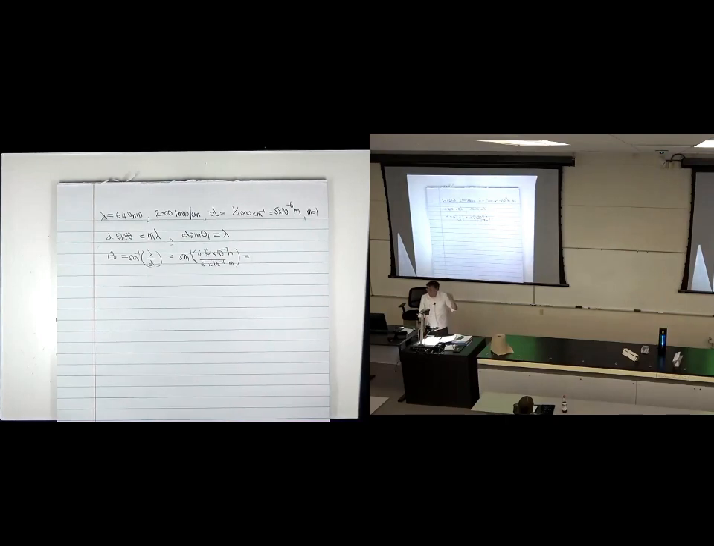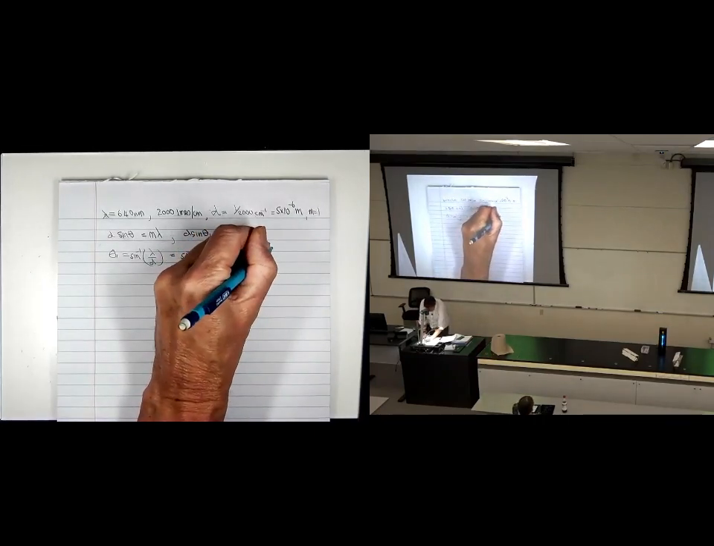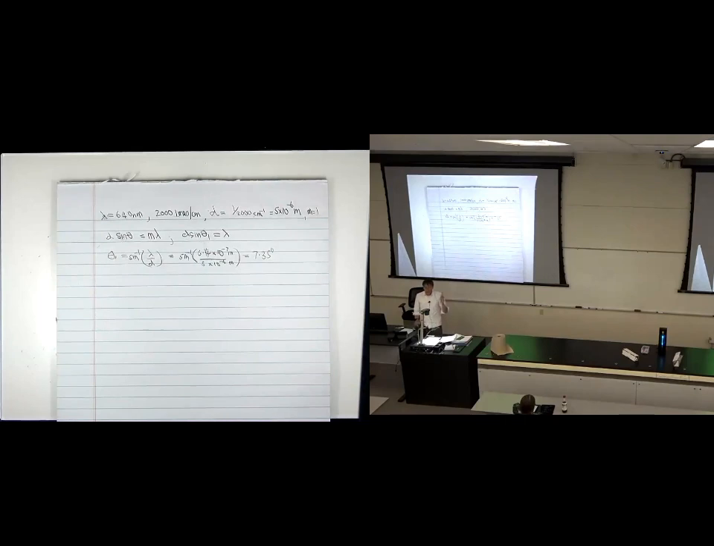So that's really 0.64 over 5. The inverse sine of 0.64 over 5 is 7.35 degrees. And so that's the angle at which the m equals 1 bright fringe, the first bright fringe away from the center, will appear. Okay, let me just try and summarize in one minute.